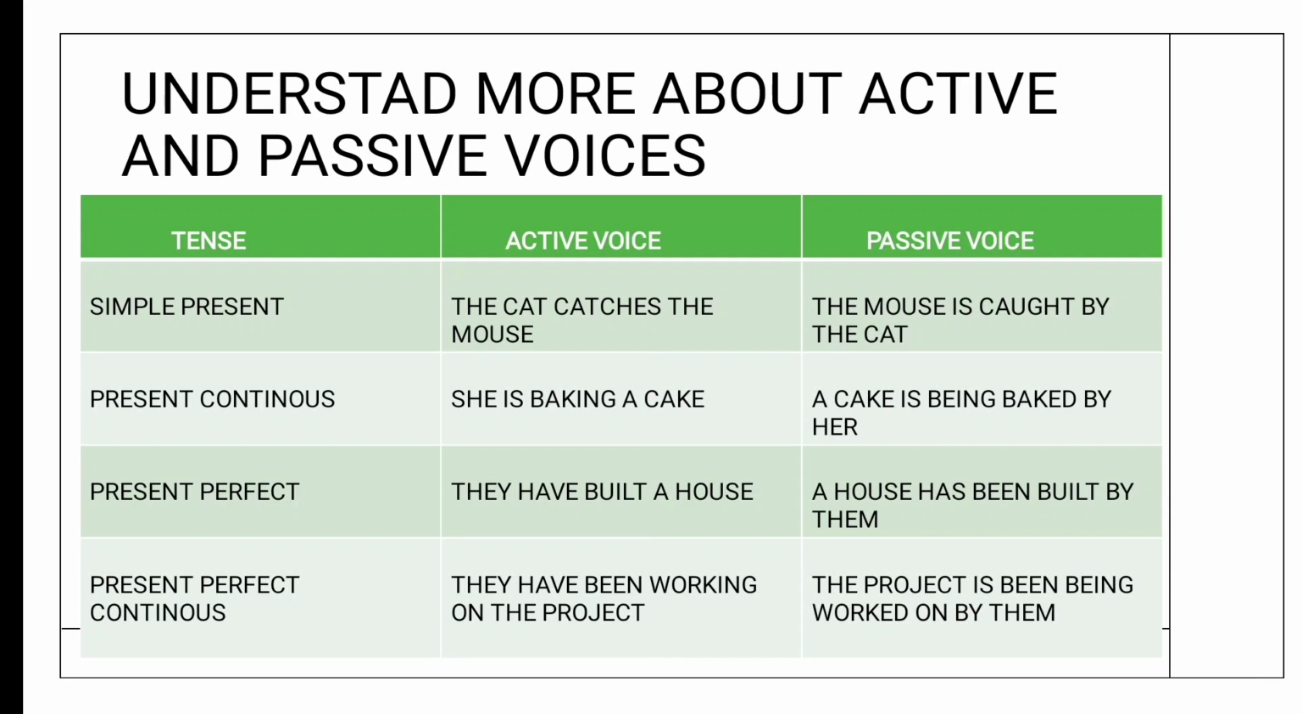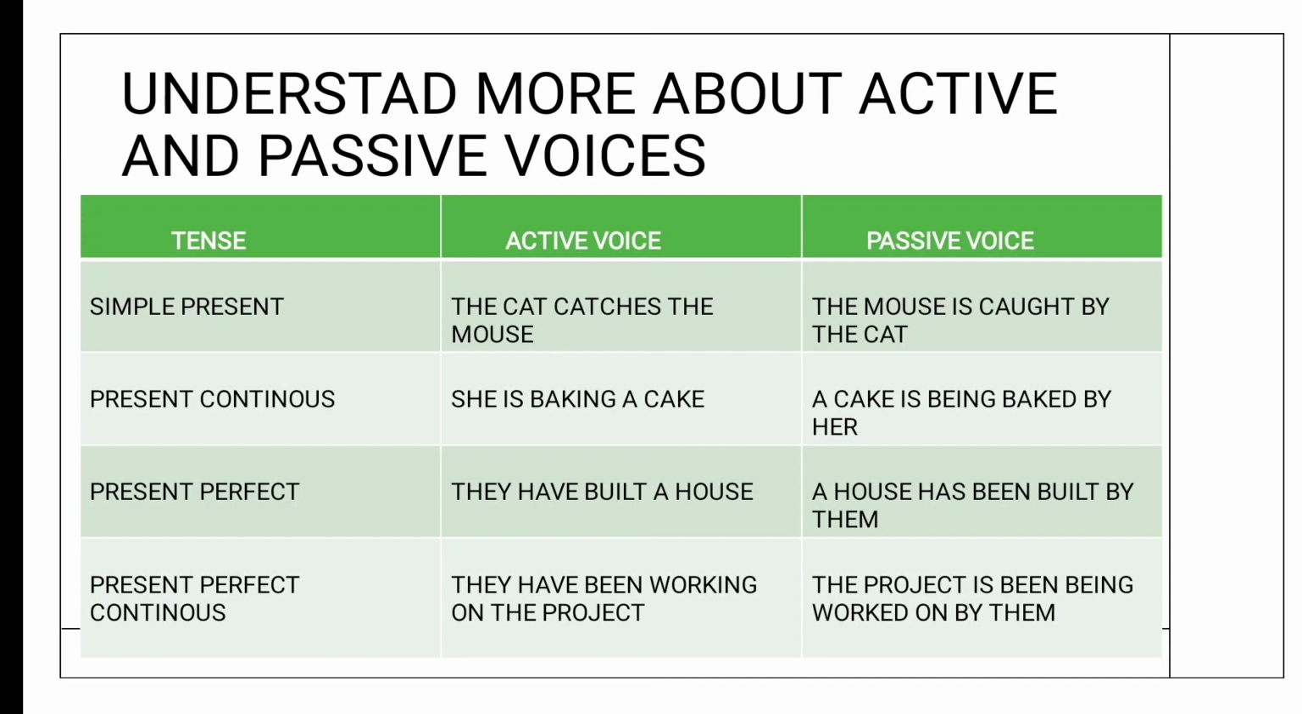Okay, caught is the V3 form of the verb, plus definitely we need to add by after the verb and before the object. So the cat, which is subject in the active voice, will become object in the passive voice. So what is the active voice? The cat catches the mouse. In the passive voice, the mouse is caught by the cat. Here mainly we are focusing on the mouse, who is receiving the action. But in active voice, the cat catches the mouse, we are emphasizing the subject. That is the difference.